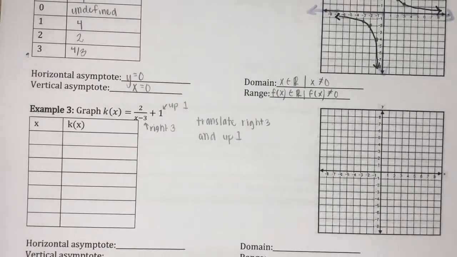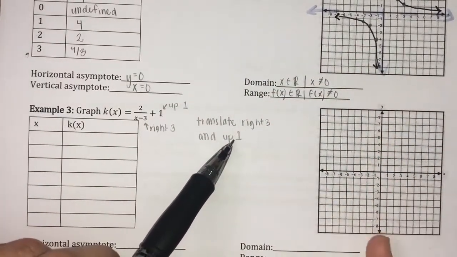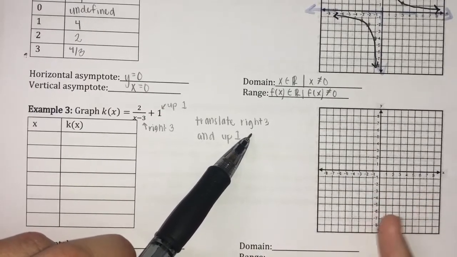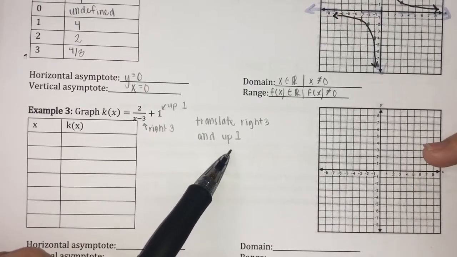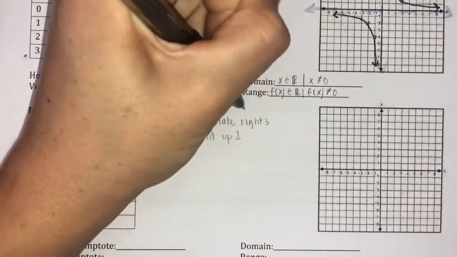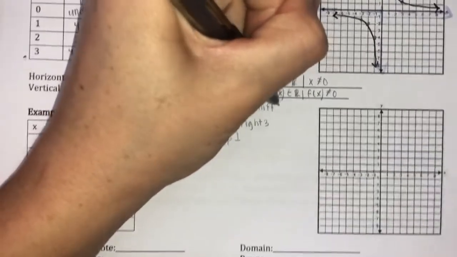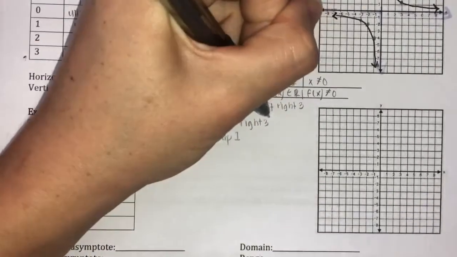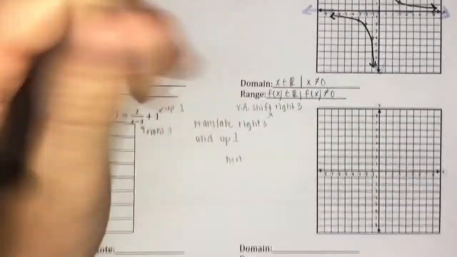we have to shift our asymptotes. So if we're moving right 3, that means our vertical asymptote that would normally be right here at x equals 0 is going to shift over to x equals 3. It's going to move 3 over. And then that means that our horizontal asymptote is going to shift up 1. So it's going to go up 1 from 0. So our vertical asymptote is going to shift right 3, and our horizontal asymptote is going to shift up 1.